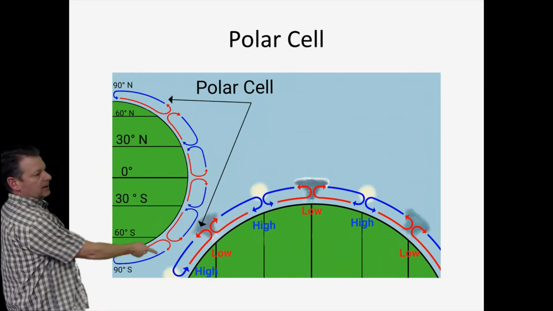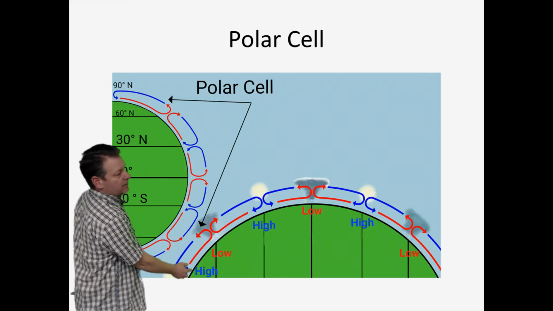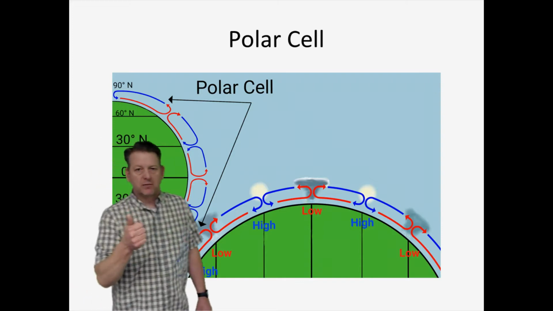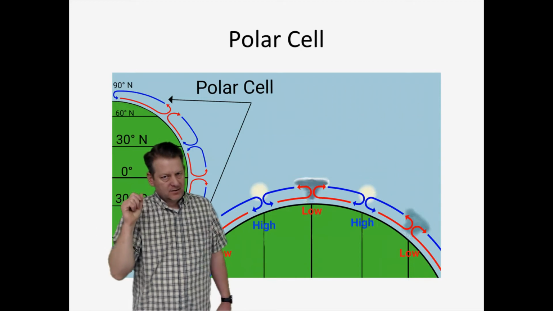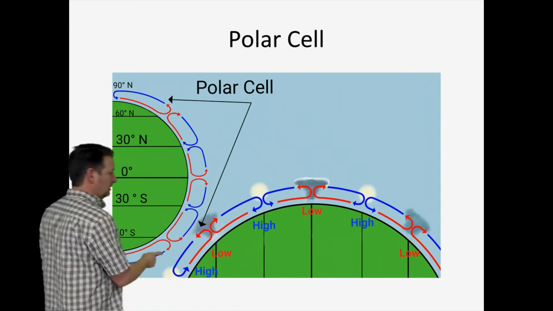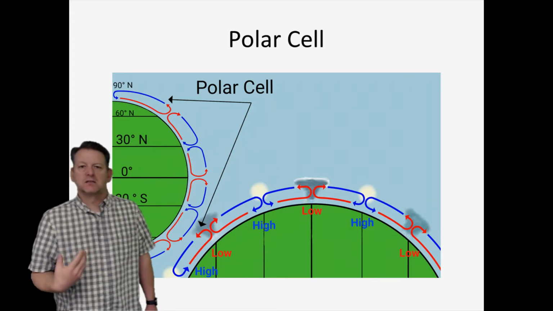That means that right here we have a high pressure area. High pressure means clear skies and dry. So what are the poles? Well, guess what? The poles are cold deserts. It doesn't snow a lot there.